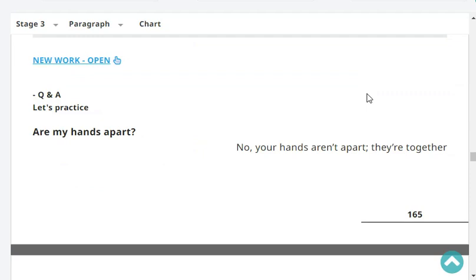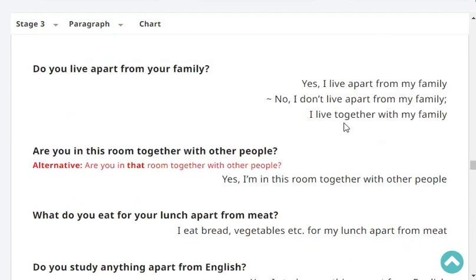Are my hands apart? No, your hands aren't apart. They're together. Do you live apart from your family? Yes or no? Yes, I live apart from my family.